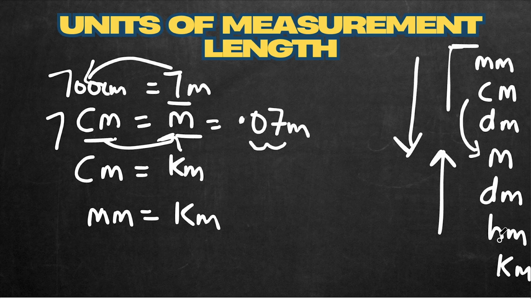So just make this step. Remember, this one is deci and this one is deca, and every step means 1 zero. That's simple, right? Let's try more examples like this.